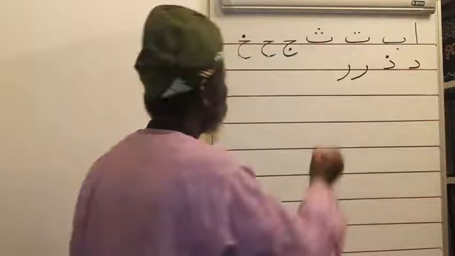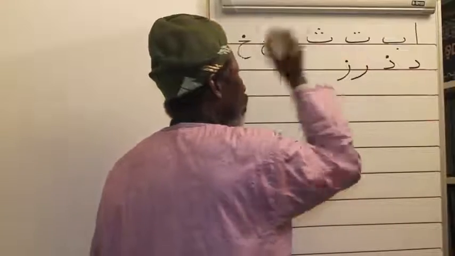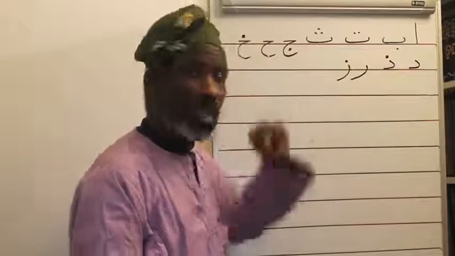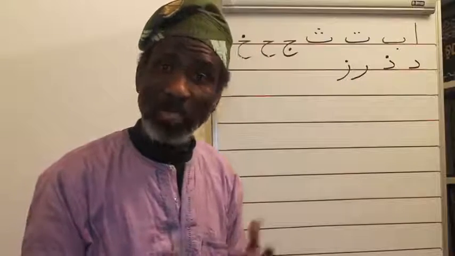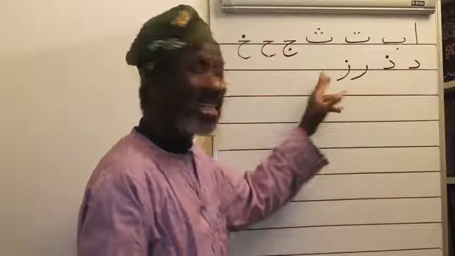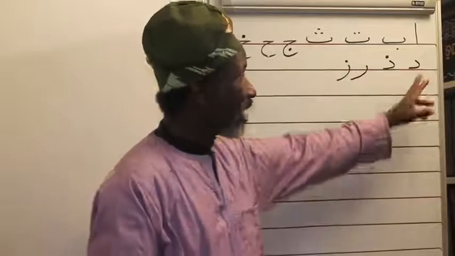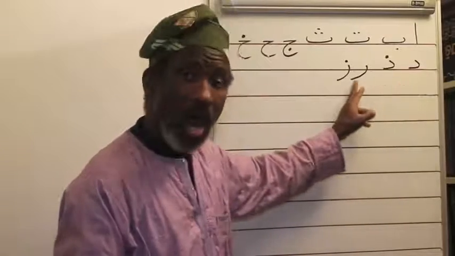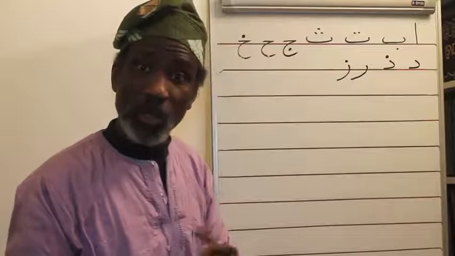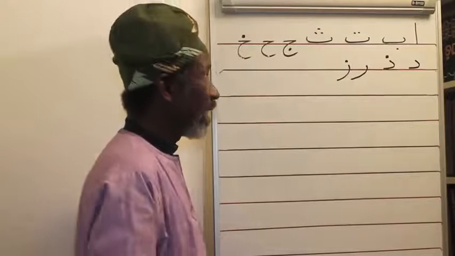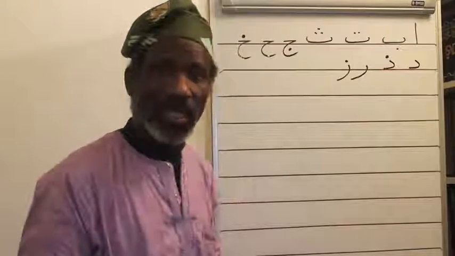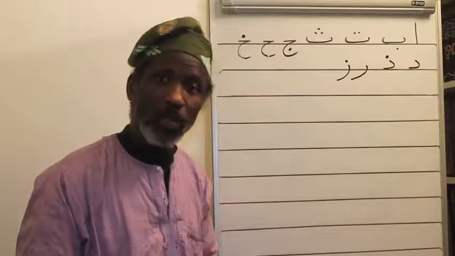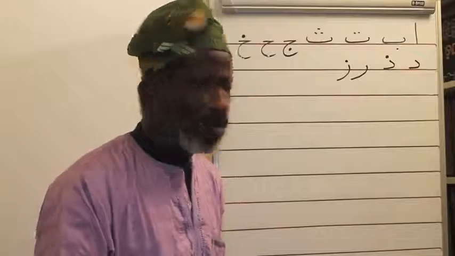The second one, surprise, surprise, one dot. So the first one is Ra, the second one is Zain or Za. Ra, Zain. So we have Dal, Val, Ra, Zain or Za. Dal, Val, Ra, Zain.